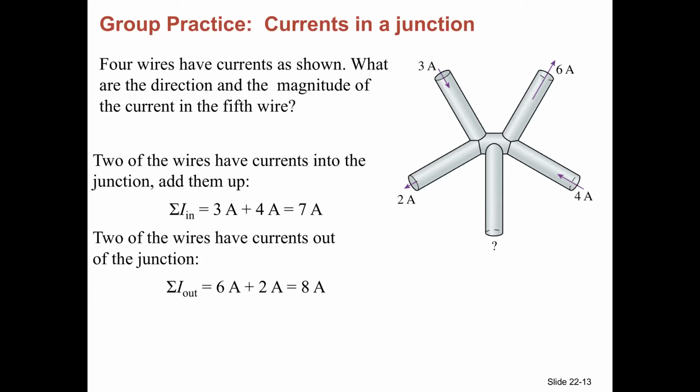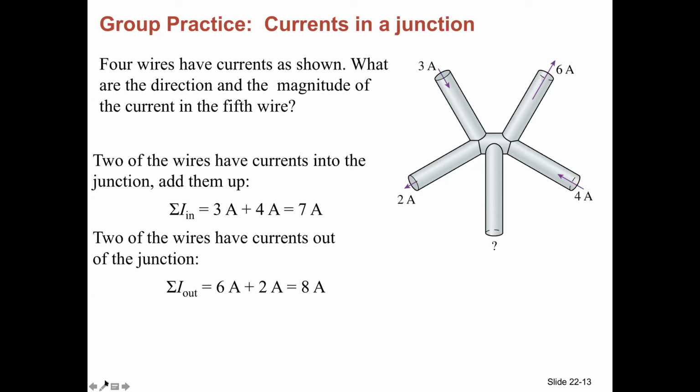The goal here is you really just need to add up total current going in and total current going out. Overall, they have to be equal. So if one of them is less than the other, that tells you the direction of the unknown current. So here, for instance, the current going in is less than the current coming out. So that means in that unknown wire, we have to have 1 amp going in.